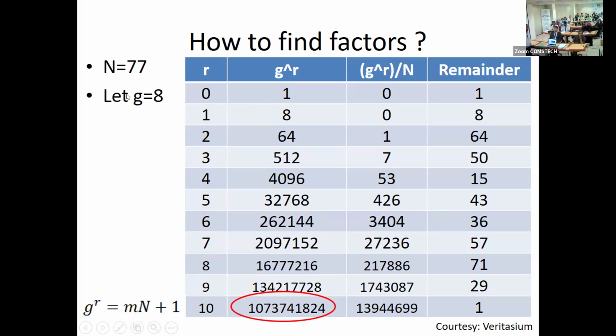So G was 8. So 8 raised to 0 is 1, 8 raised to 1 is 8, 64, 512, 4096, and so on. Okay. And then in the next table, I'm going to write G raised to R divided by N. The integer part I'm going to write here, and the remainder I'm going to write here.